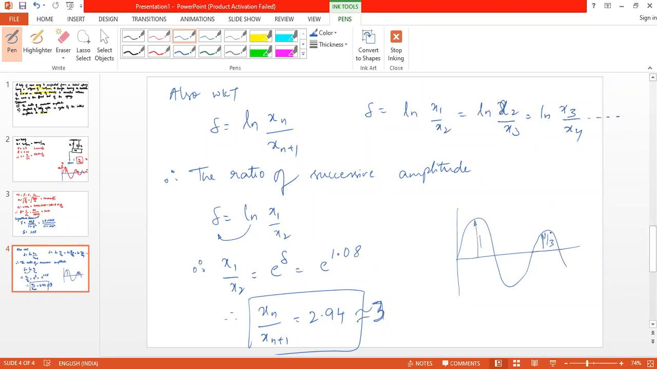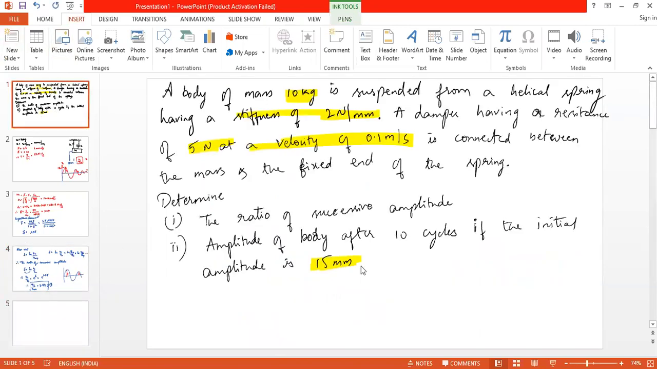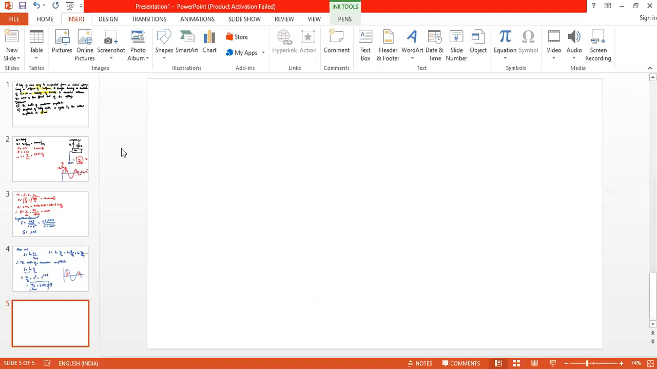If the amplitude of the first cycle is 1, then the amplitude of the second one is 1 by 3. Or if the amplitude of the first cycle is 3, then the amplitude of the second one is 1. Is it clear? Any doubt? No, sir. And we need to find one more, that is the amplitude of the 10th cycle.